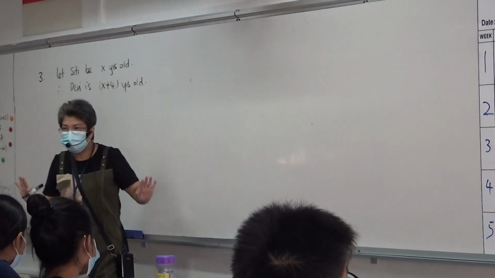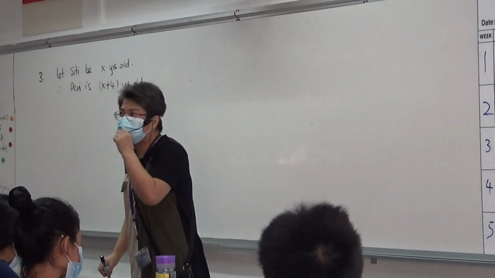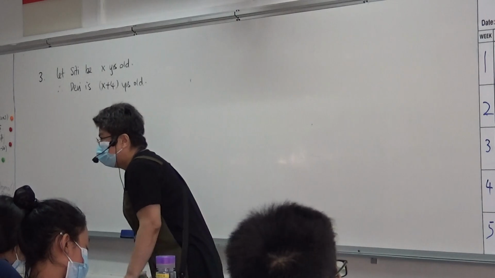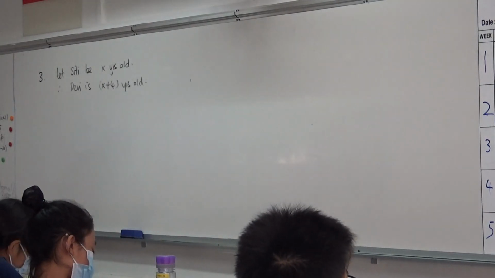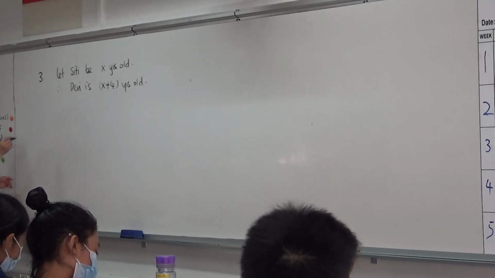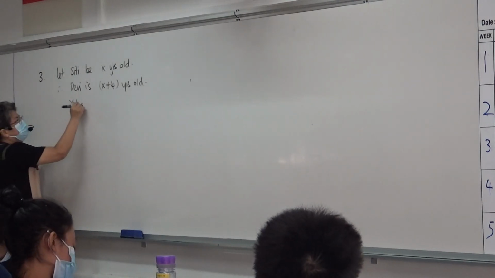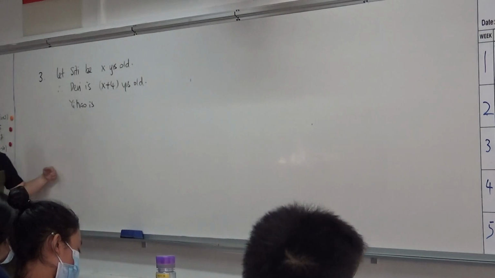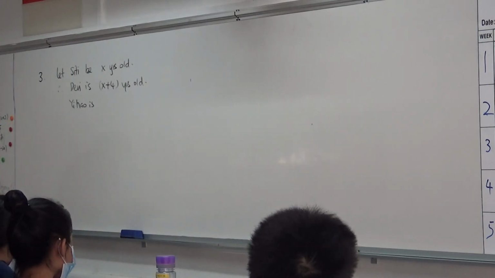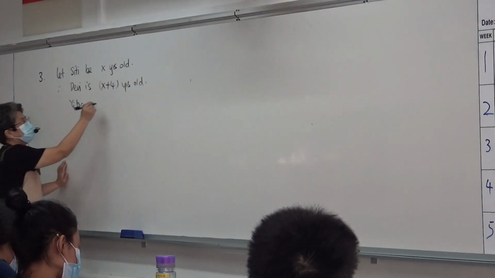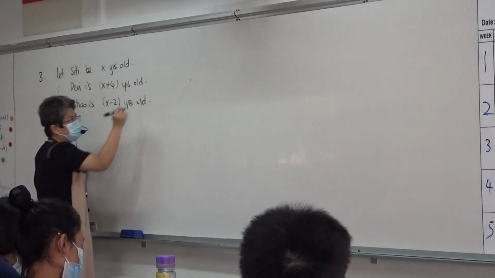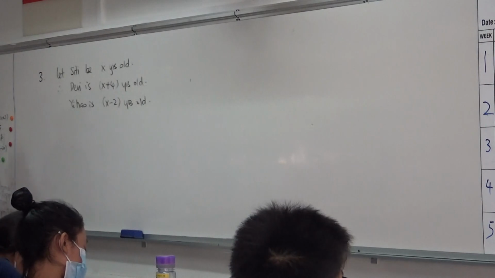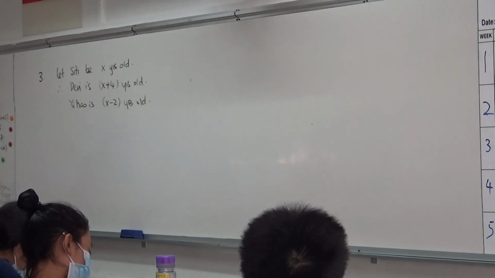You must establish all this. You don't think that everybody knows what you're talking about. Everybody alright? Now who's the next person? Yi Hao. So, Yi Hao is X minus 2 years old. Very good. Now, these are the 3 various ages.